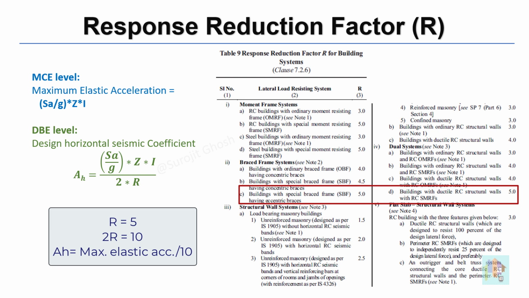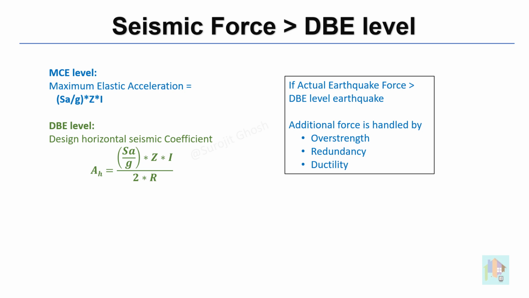Is it safe? There is a chance that actual seismic force might cross this limit. Then there will be some structural damage, and for that, we need to provide adequate ductility. Not only this, there are several other factors which contribute towards structural strength and stability, like overstrength and redundancy. All this inherent property helps to handle that extra amount of seismic force.